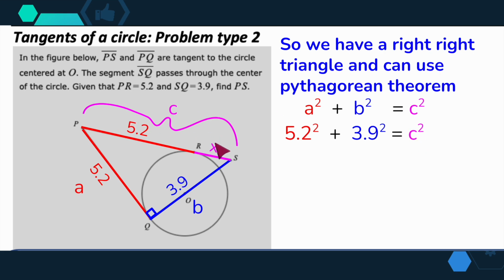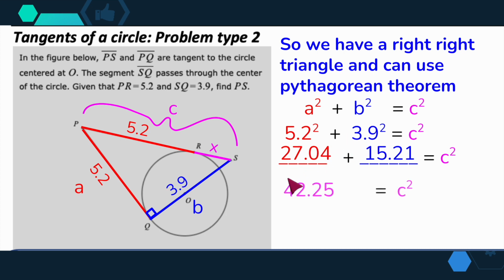I'm just going to find out what the whole length has to be instead of trying to deal with this piece and square it. Okay, so now I'm going to go 5.2 squared, and I get 27.04. 3.9 squared, that's 15.21. So now I'm going to add those two together, and I get 42.25. And 42.25 equals c squared. So I'm going to take the square root of both sides so that I can just know what c is. So c, the whole side, the whole thing, is 6.5.